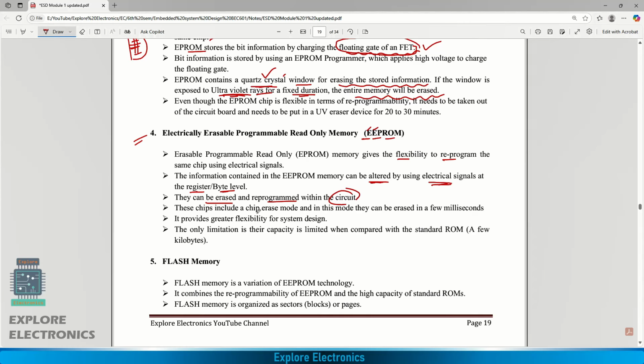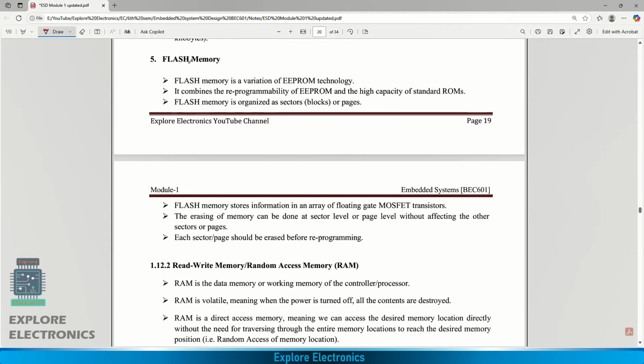So these chips include a chip erase mode. There will be a chip erase mode, and we can set it in the register. Then we can easily erase the things and we can reprogram it. That is electrically erasable. Then comes the flash memory.